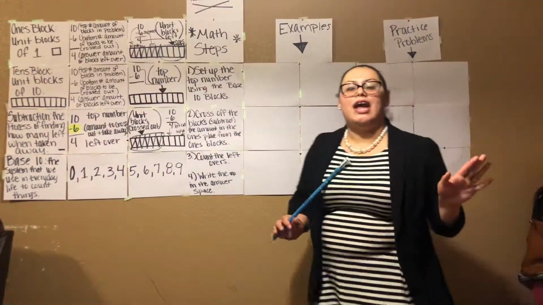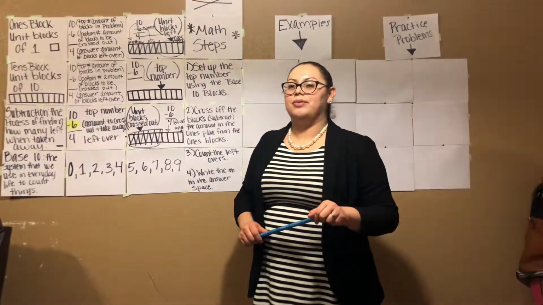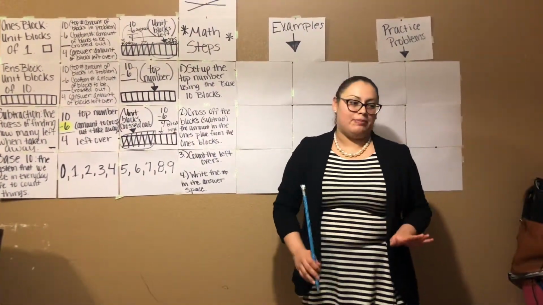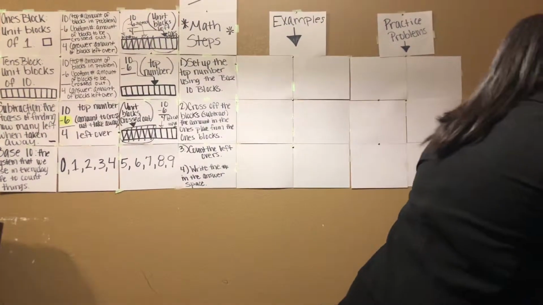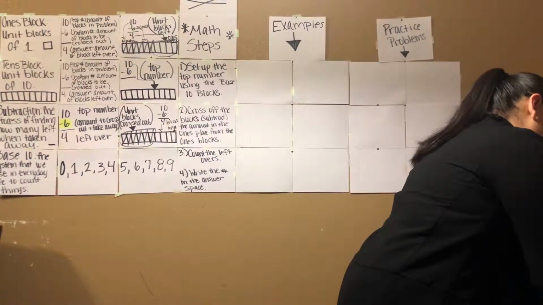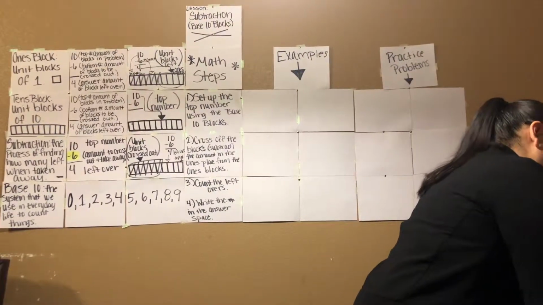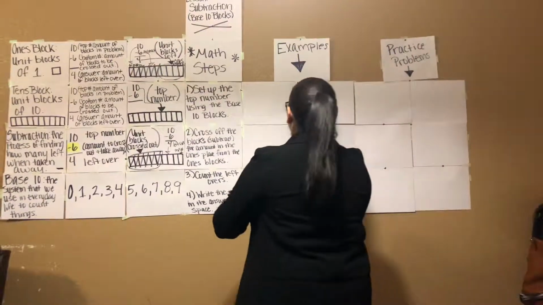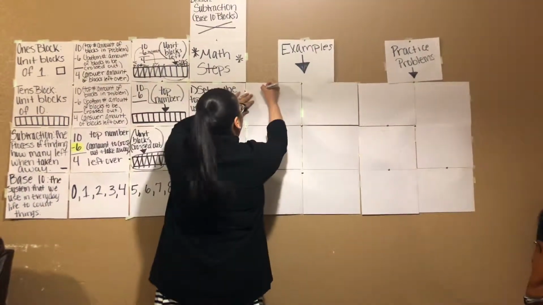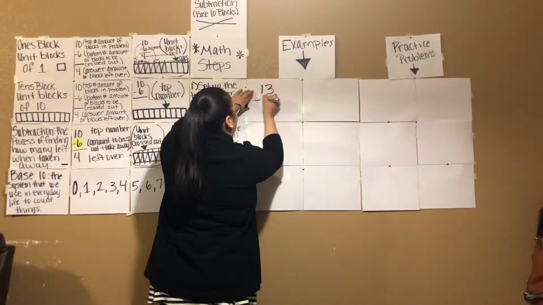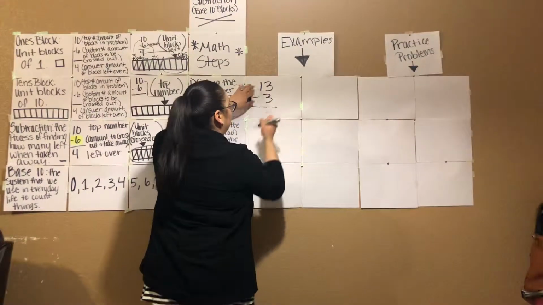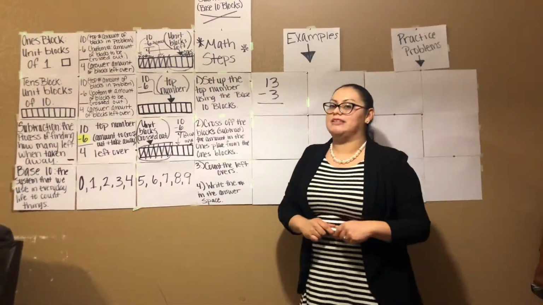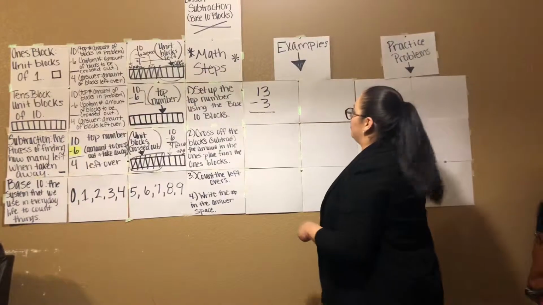Now, does anyone have any questions? Okay? So let's go ahead and get started with our first example. Okay, so our first example problem is 13 take away 3. The first math step is to set up the top number using the base 10 blocks. Now let's set up that top number, which is 13.